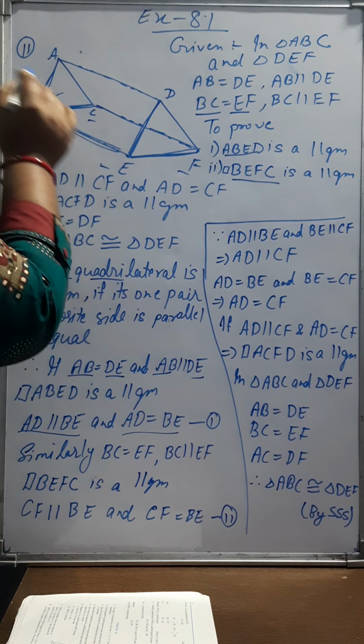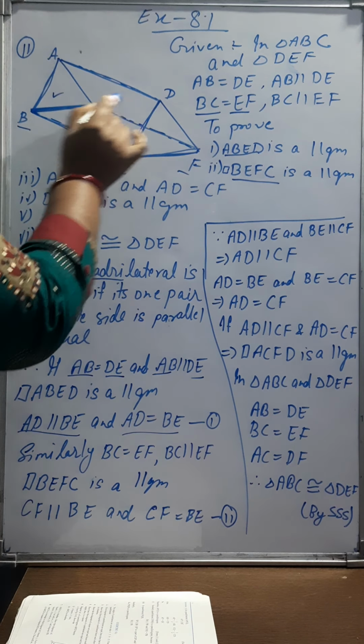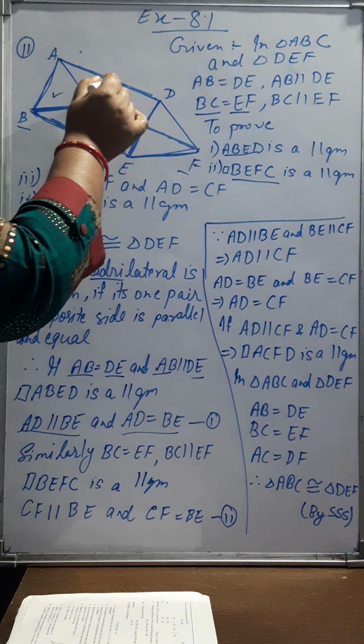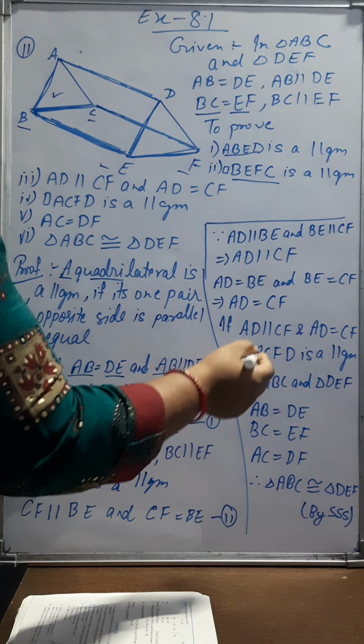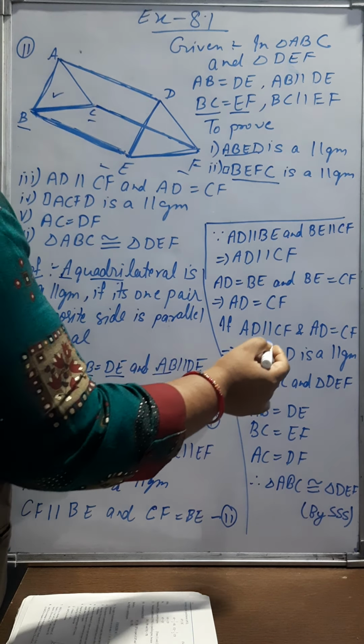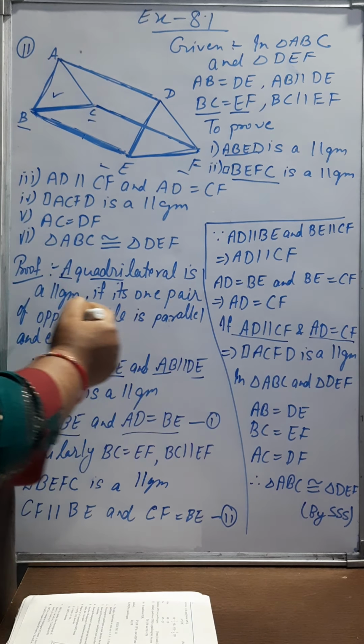Now see carefully. In the first part, we have proved that AD is parallel to BE, and just now we have proved that BE is parallel to CF. So AD is parallel to BE and BE is parallel to CF. Both AD and CF are parallel to the same line BE. So clearly AD will be parallel to CF. Similarly, AD is equal to BE and BE is equal to CF. So we can write AD is equal to CF.